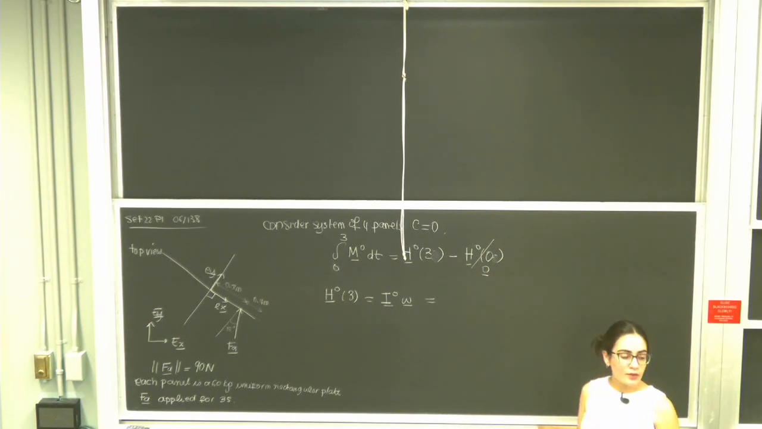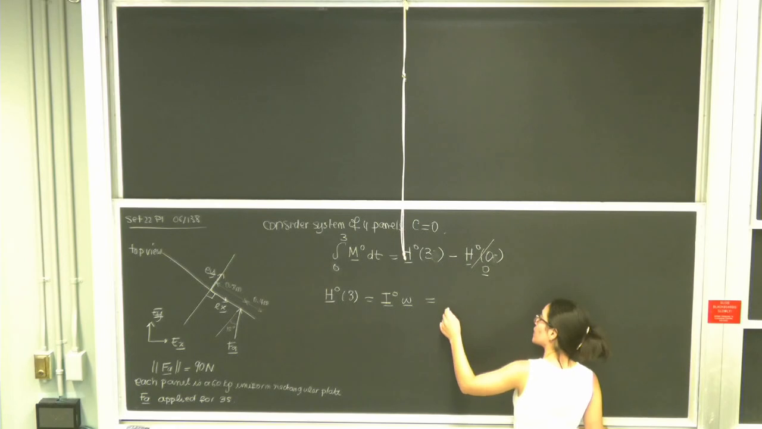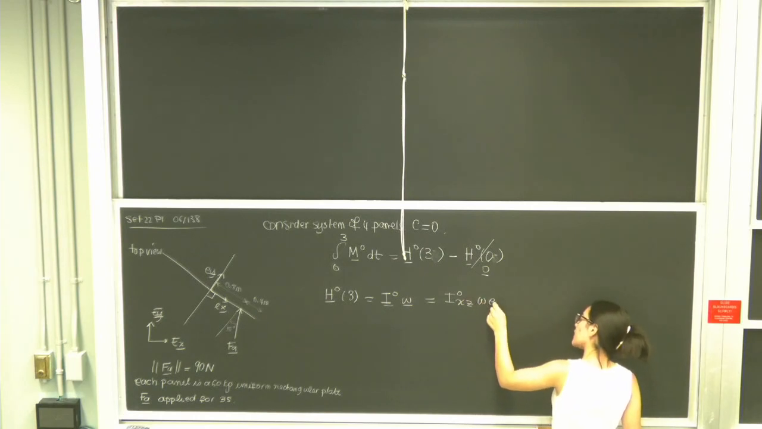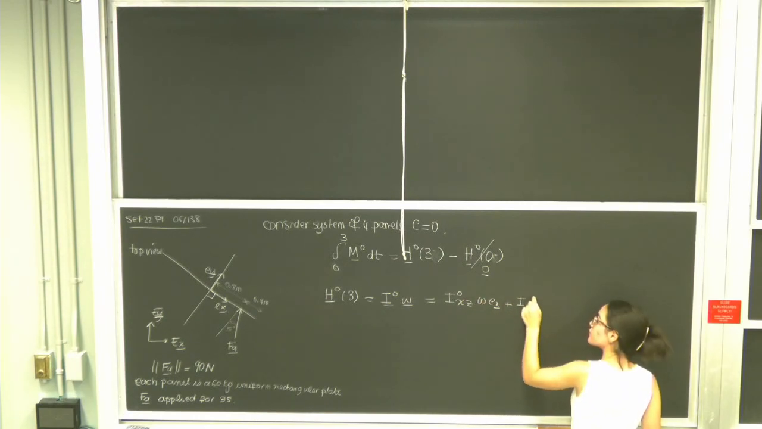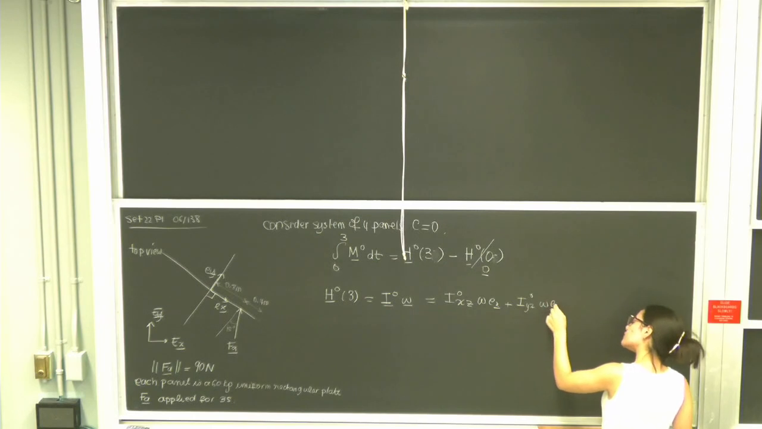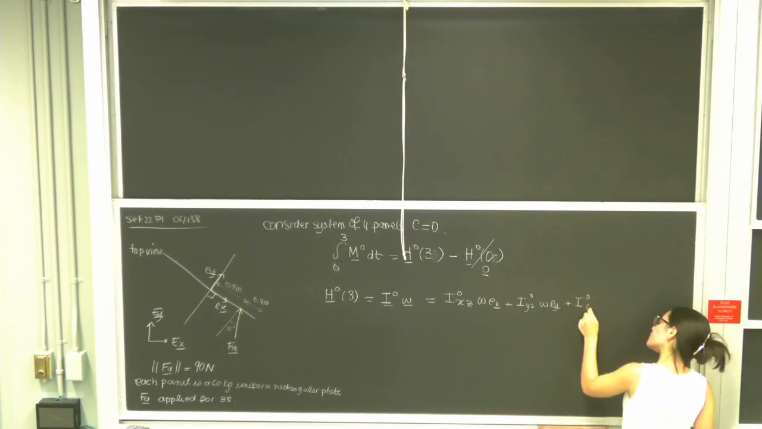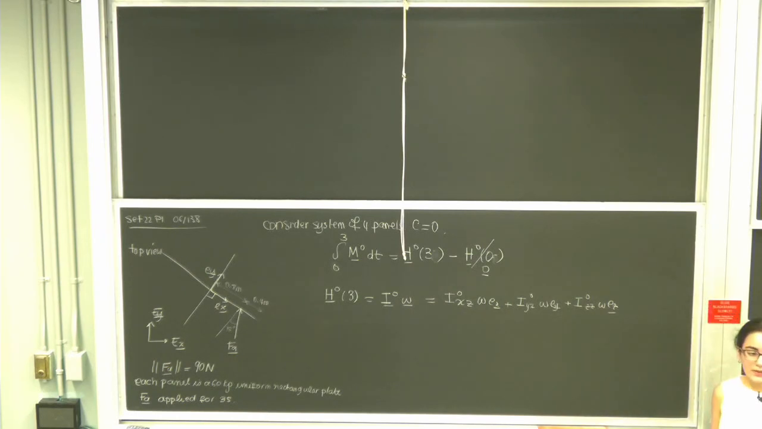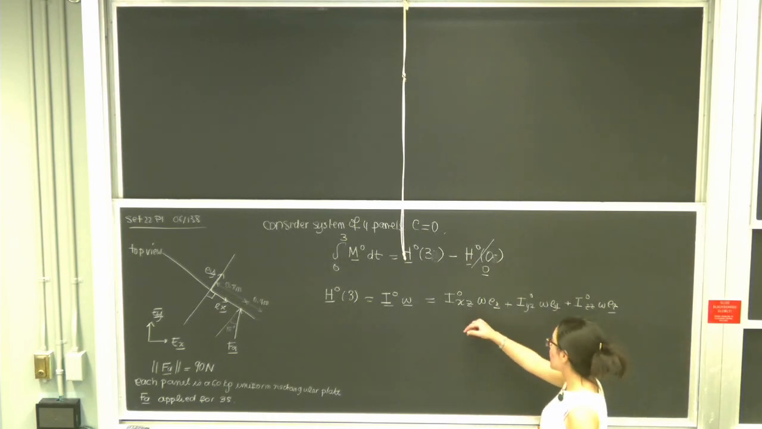The products of inertia here, are they 0 or non-zero? Well, let us first write that's I_Oxz omega e_x, right? That's the angular momentum of the system. We need to find I_Oxz, I_Oyz, and I_Ozz from the geometry.